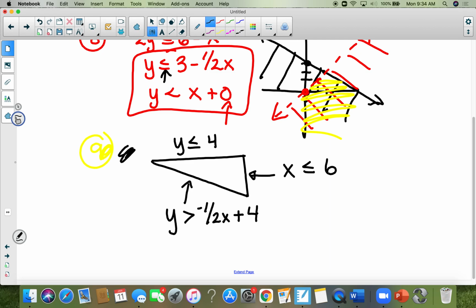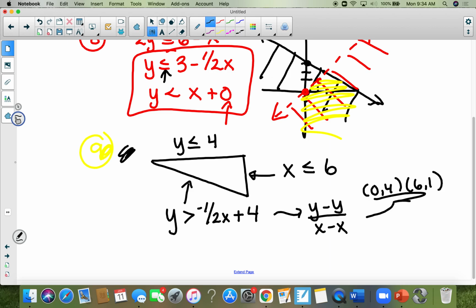If you can't tell what it is by looking at it, you can come over here and do y minus y over x minus x, because one point is (0, 4), and the other point is (6, 1), and you can do this in order to figure out that the slope is a negative 1/2.